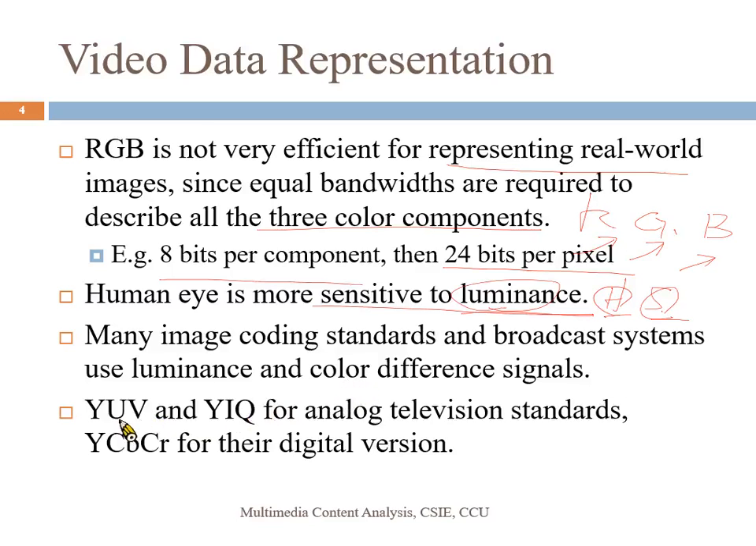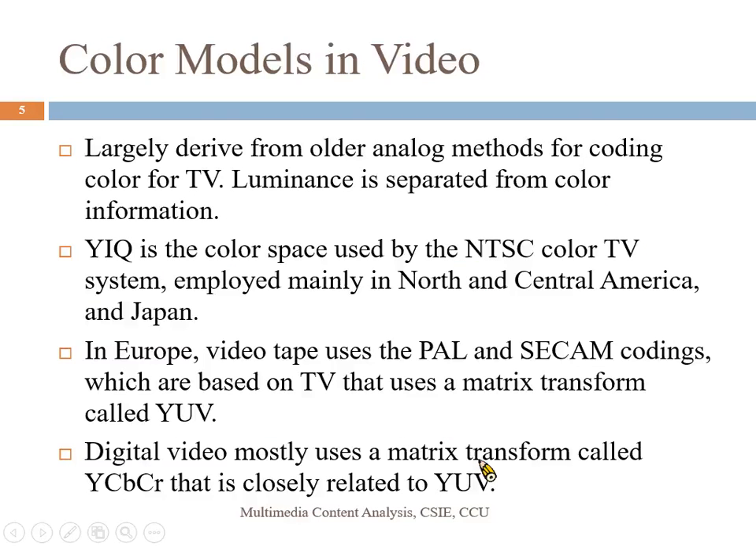Therefore YUV and YIQ color models are used for analog TV standards, and the YCbCr color model is used for digital video systems. The commonly used color models in video are mostly derived from older analog methods for coding color for TV. Okay, so luminance is separate from the color information, and there are several famous color models.